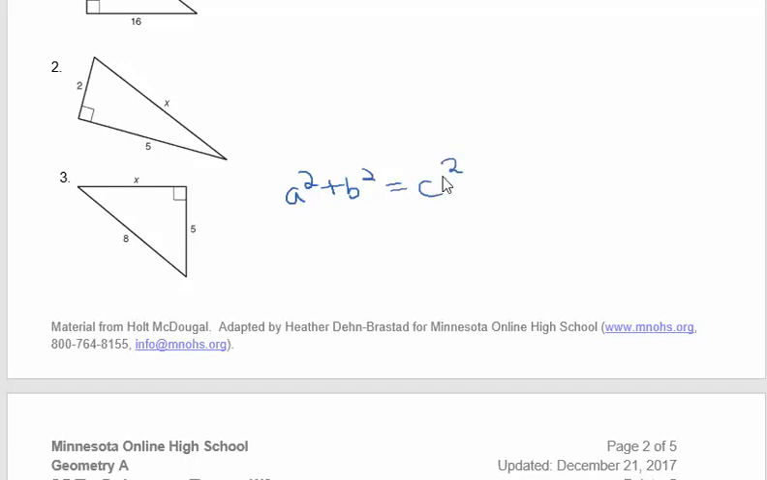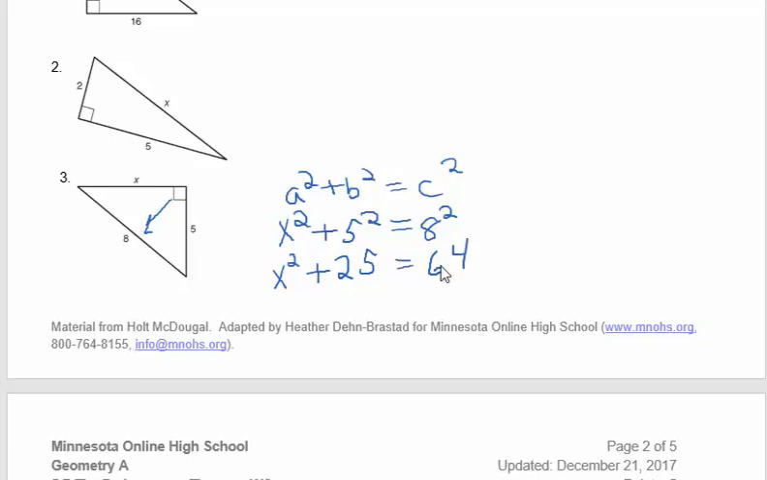We know that c is 8 because the hypotenuse is always opposite of the right angle. You can call either one of these a or b, it doesn't matter. I'll just write x squared plus 5 squared. So then the next step is to go through and do the exponents. 5 squared is 25, 8 squared is 64, and then we'll subtract the 25 from both sides. Well, this one might be a perfect square. Nope, it's not. Okay, so 64 minus 25 is 39.